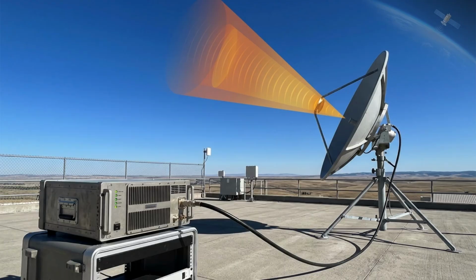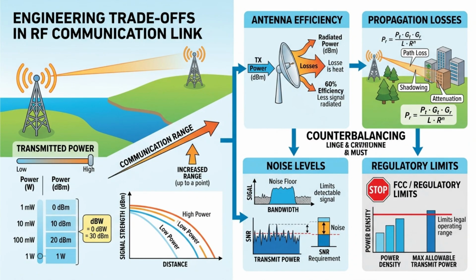In RF engineering, power plays an especially important role because communication systems rely on transmitting energy through electromagnetic waves. An RF transmitter converts electrical power into radio frequency signals and delivers them to an antenna. The antenna then radiates part of this power into free space as electromagnetic waves. Higher transmitted power can increase communication range, but only up to a certain point. Engineers must also consider antenna efficiency, propagation losses, noise levels, and regulatory limits.